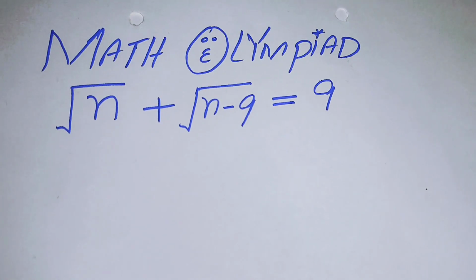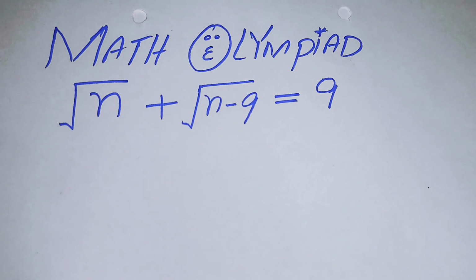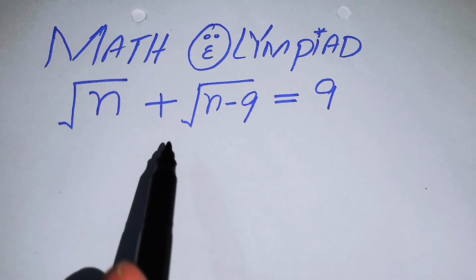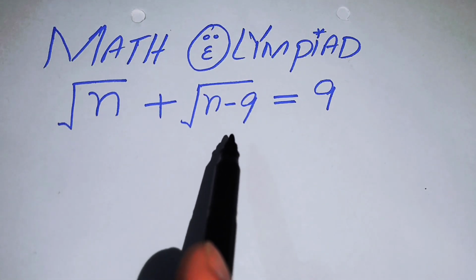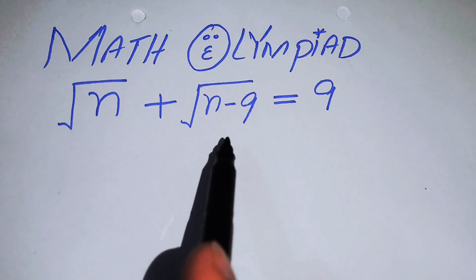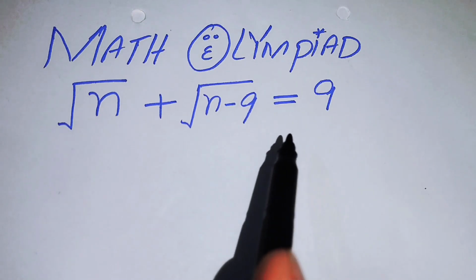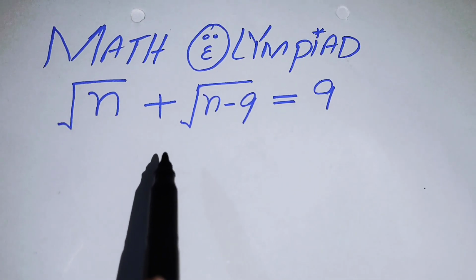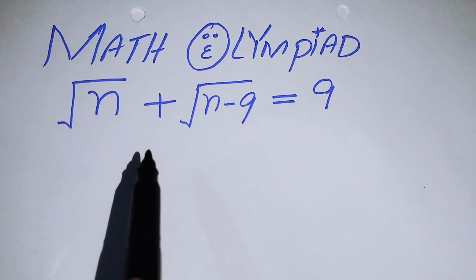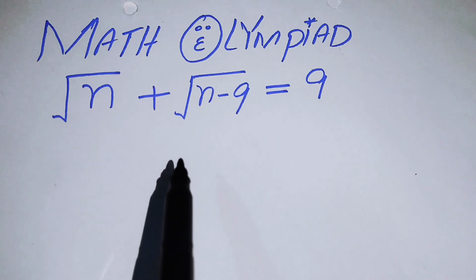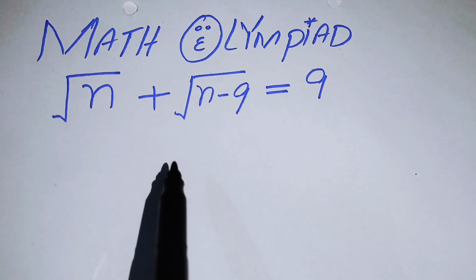In this video we are going to solve this nice radical problem, and here we have square root of n plus square root of n minus 9 equals 9, and we will solve this problem for the values of n.